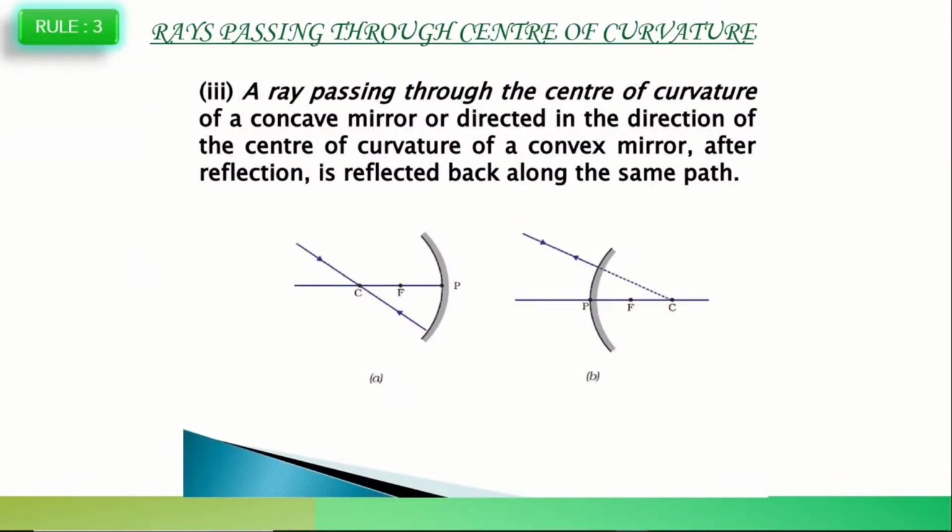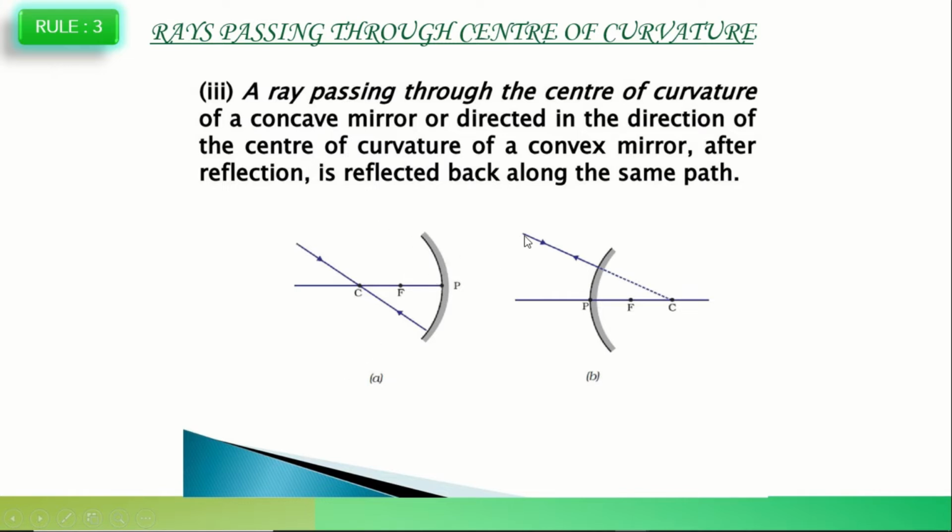Moving on to the third rule. The third rule states rays passing through the center of curvature. When a ray passes through the center of curvature of a concave mirror, or is directed in the direction of the center of curvature of a convex mirror, after reflection it is reflected back along the same path. You can just notice the diagram here. This is the incident ray, moving through the center of curvature. But what happens after reflection? The reflected ray is again tracing back to the center of curvature itself. It is not reflecting here and there. This is in the case of the concave mirror.